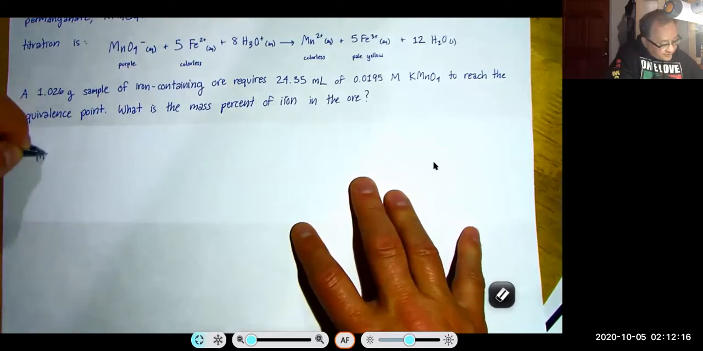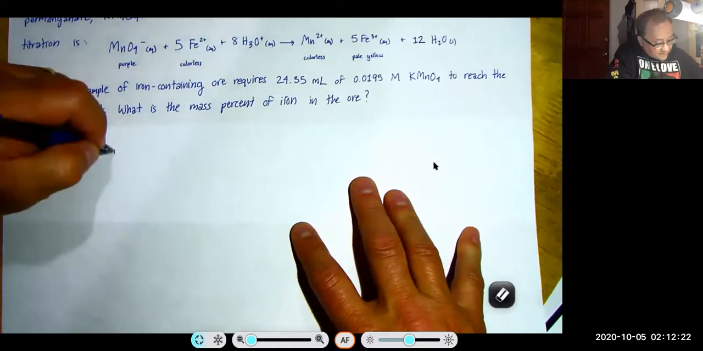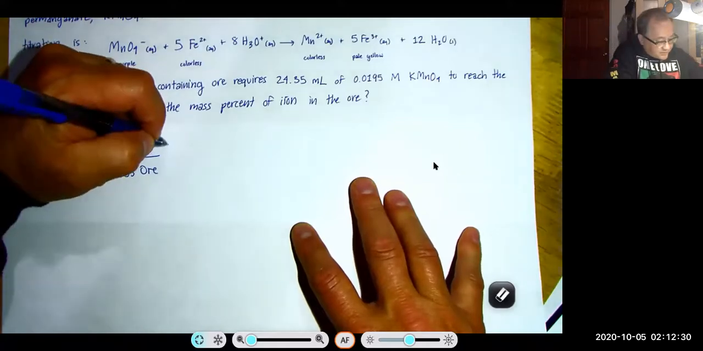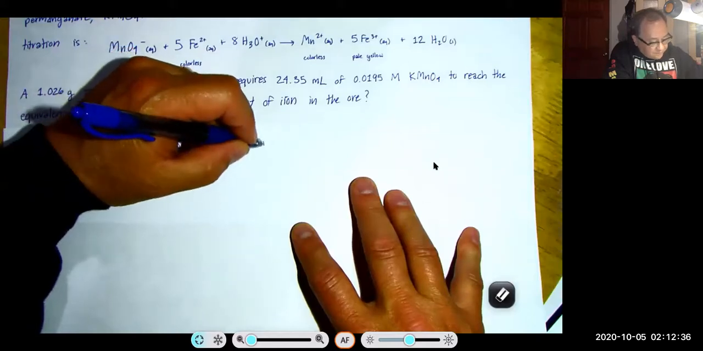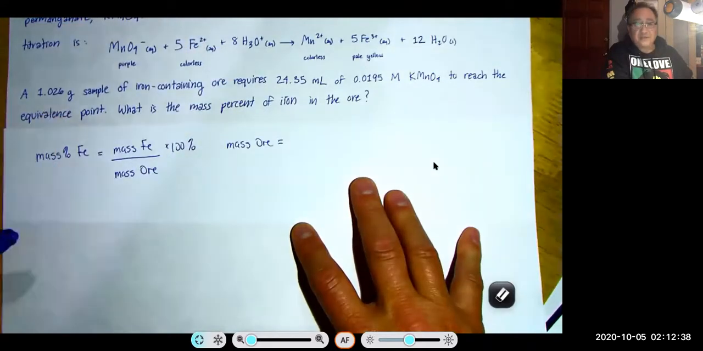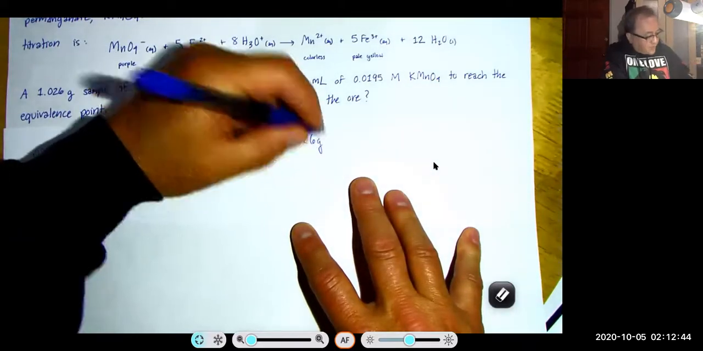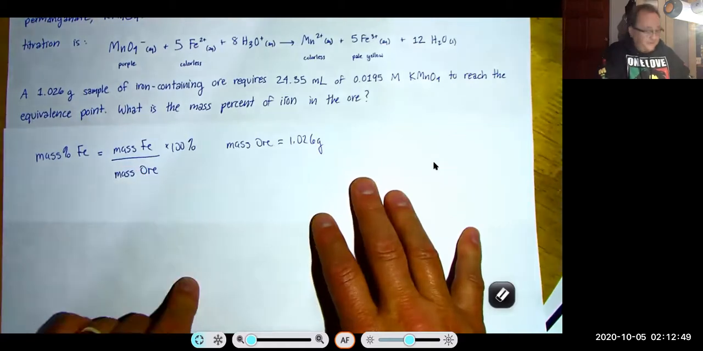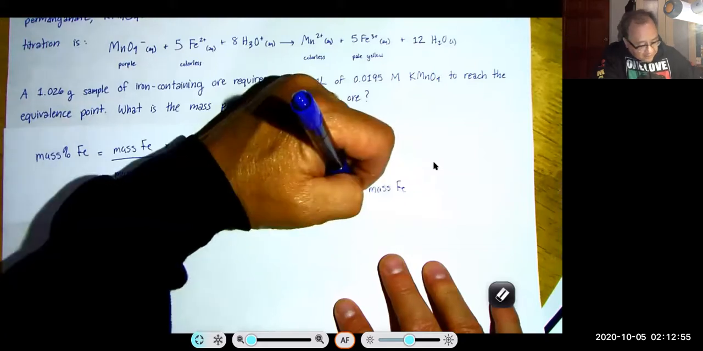So mass percent iron is going to equal the mass of iron divided by the mass of the ore times 100%. And the mass of the ore is equal to 1.026. So we're actually halfway home to solving this part because we already have the mass of the ore. So how do we get the mass of the iron? Right, that's what we want to get here.